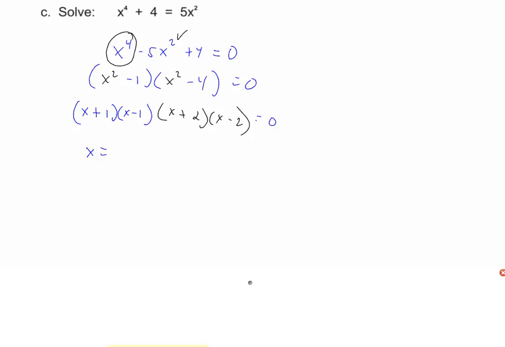And hopefully you're saying plus or minus 1. X equals 1, x equals -1, x equals 2, x equals -2, so plus and minus 2. 4 solutions, right? You're setting each binomial equal to 0 and solving the little equation. X plus 1 equals 0, x equals -1. X minus 1 equals 0, x equals 1. X plus 2 equals 0, x equals -2. X minus 2 equals 0, x equals 2. And you're done. Any questions on all that?